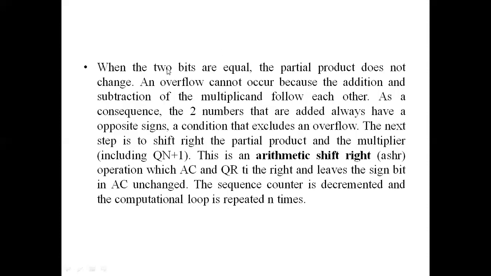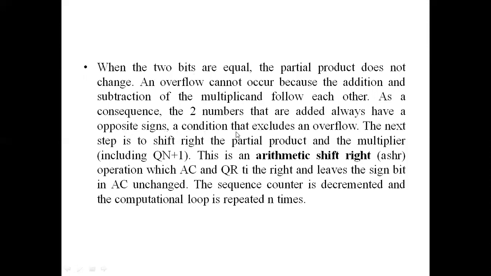And this is the third rule: when the 2 bits are equal, that means if the values of qn and qn plus 1 are either 0 0 or 1 1, the partial product does not change, so we do not need to change the partial product. Overflow cannot occur because the addition and subtraction of the multiplicand follow each other. As a consequence, the two numbers that are added always have opposite signs.